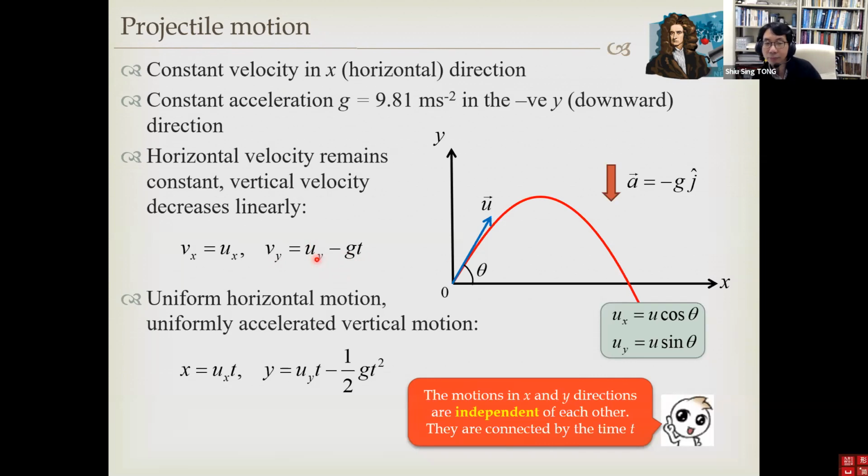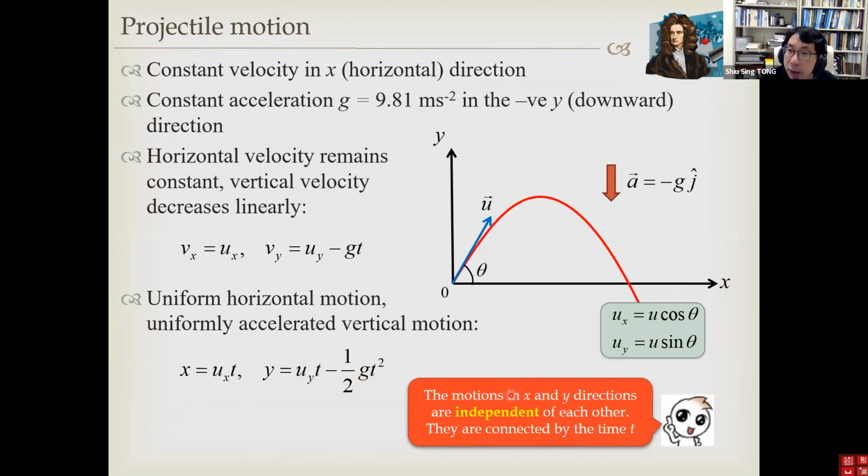How about the displacement? Well, because the x direction has a constant velocity, the horizontal or x component of the displacement is simply uxt. For the y component, you again rely on the uniformly accelerated motion equation. That is the initial velocity uy multiplied by t plus half a t squared, right? But a is now minus g, so you now have minus half g t squared. So that completes our problem.